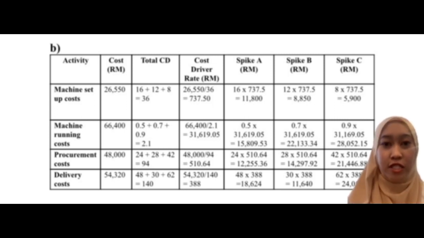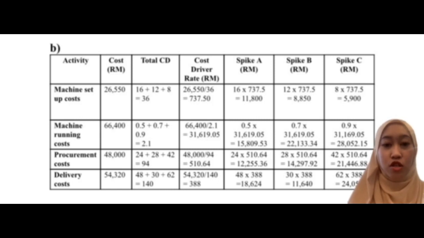For each total for Spike A, B, and C for machine setup cost, I take the number of production runs per annum divided by the cost driver rate for machine setup cost. Next, for machine running cost, I take machine hours per unit for each spike divided by the cost driver rate for machine running cost. For procurement cost, I take the number of purchase orders per annum for each spike divided by the cost driver rate for procurement costs.